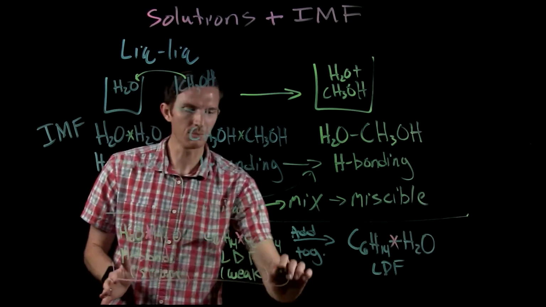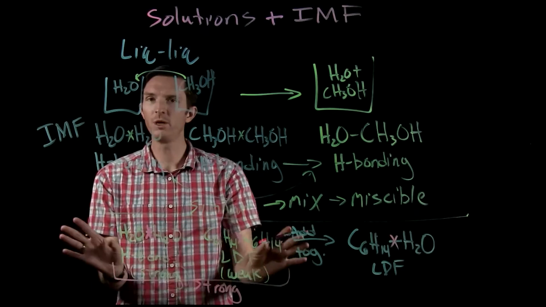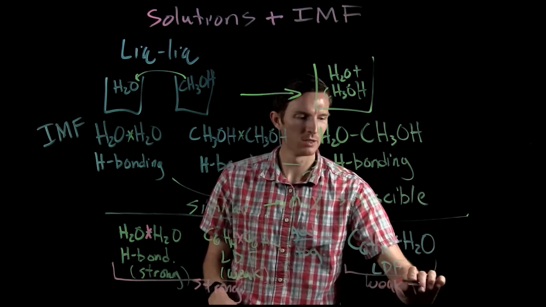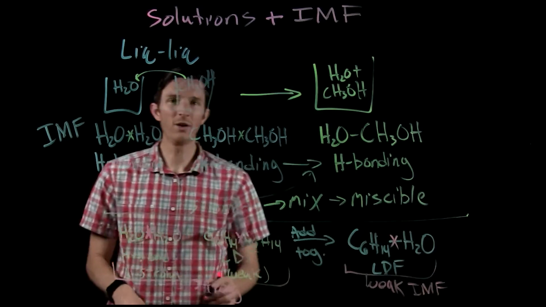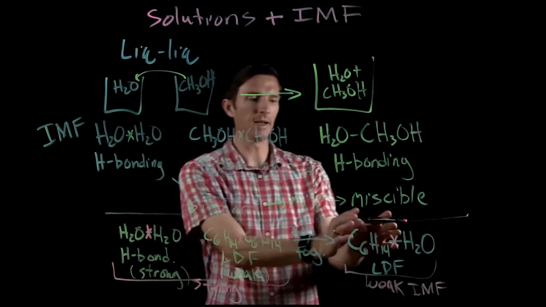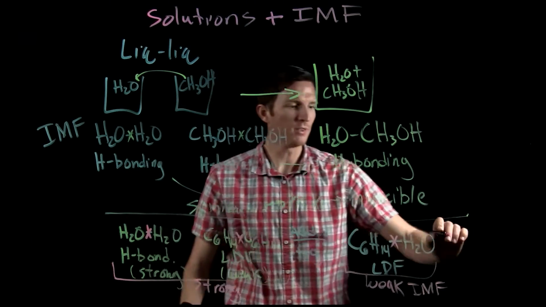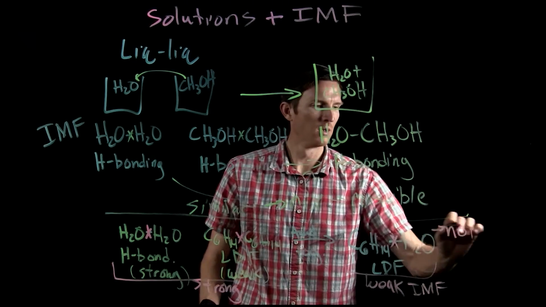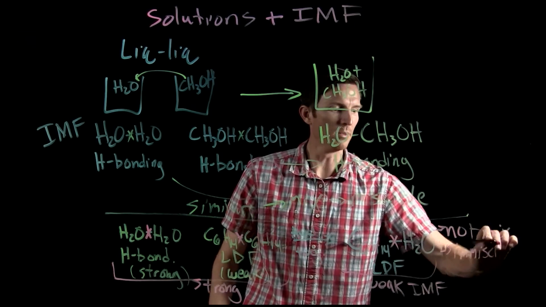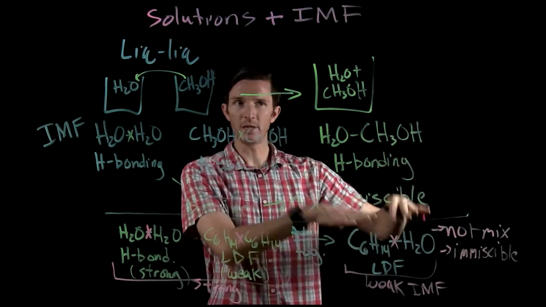If we start with strong attractions, and then we end up with weak attractions or intermolecular forces, it's not going to want to do that. Water's not going to want to stop hanging out with water to go hang out with hexane, because there's not a really good connection or strength of attraction between those. So these will not mix together, and we call that immiscible. Things that are immiscible are not going to mix together.